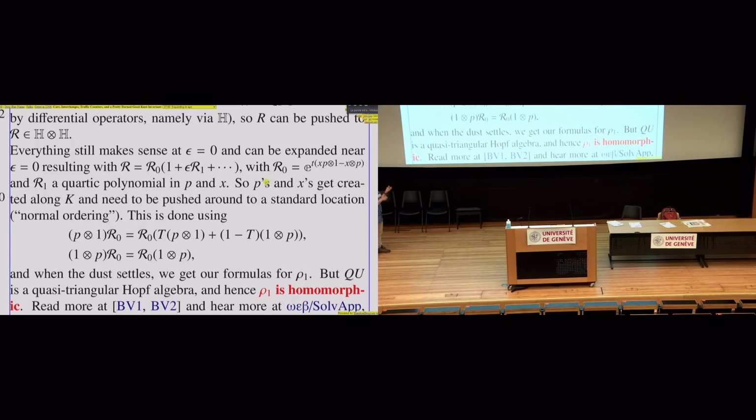And so you end up commuting P's, Porsches, cars, and X's, counters, across R0, and the commutation relations are written here, and that's exactly the Burau representation. So when all the dust settles, you get precisely our formulas for rho 1. But you also know that QU has all the other benefits of quantum algebra. So in particular, it's a quasi-triangular Hopf algebra, and this translates to the fact that rho 1 is homomorphic, though I will not tell you exactly how. Okay?